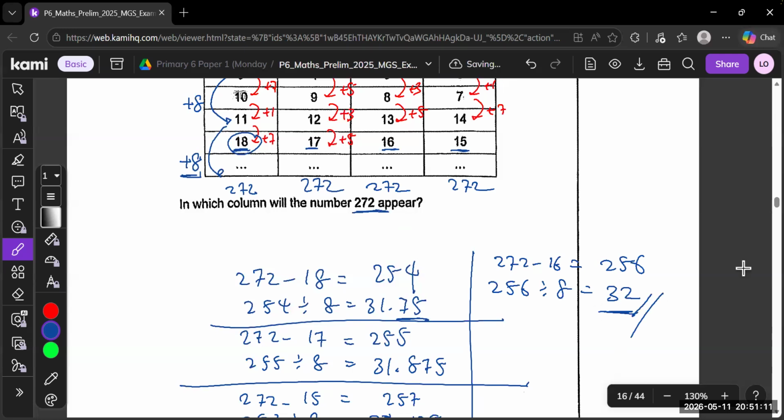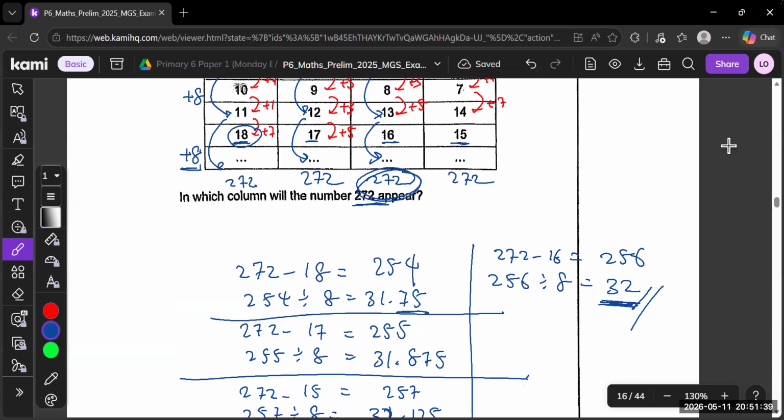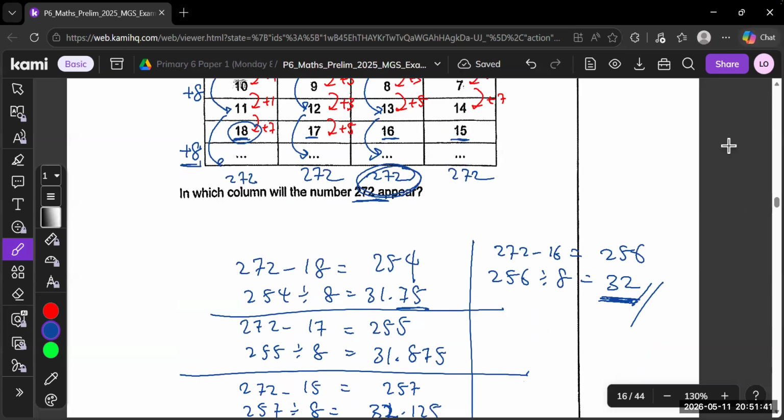What does 32 tell you? It tells you that you need to jump how many? One time, two time. How many times must you jump? So from here you jump one time, two time, three, four, five, six. You jump 32 times, and then you will come to this number already. So you have to jump 32 times, and you will get the answer already, which is 272. So that's how you get your column C. So this is how you do it. Okay.